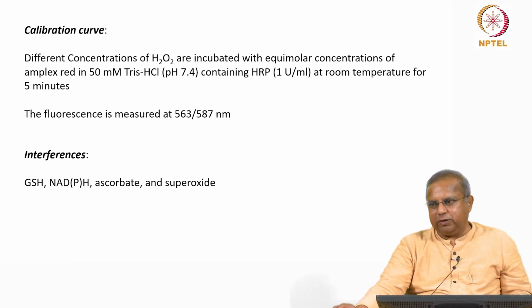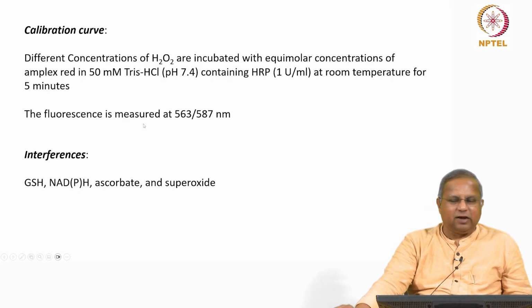The interferences are all these. Okay, you need to be aware of it, but usually these are handled. Not usually a major concern, but you should know that they interfere. And GSH is glutathione, as you know, NADPH, ascorbate, and superoxide.